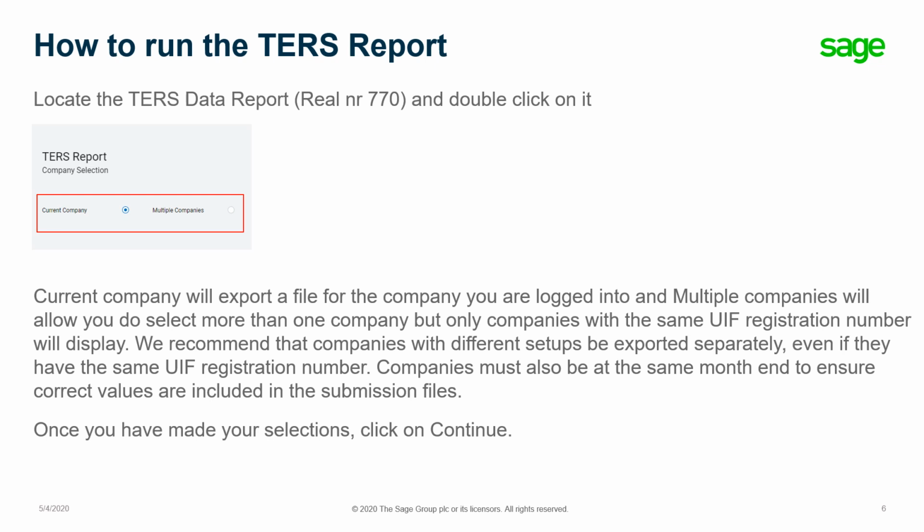If you select to run the report for multiple companies, it will list all the companies that have the same UIF registration number. We do recommend that companies with different setups be exported separately, even if they have the same UIF registration number. Companies must always still be in the same month end to ensure the correct values are included in the submission file. Once you have made your selections, click on Continue.